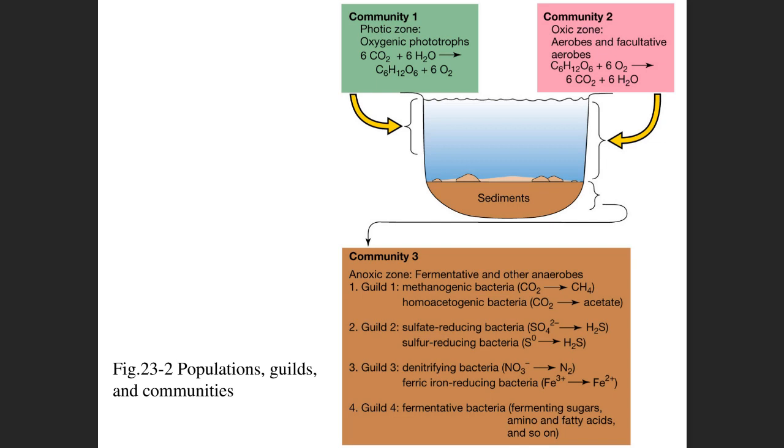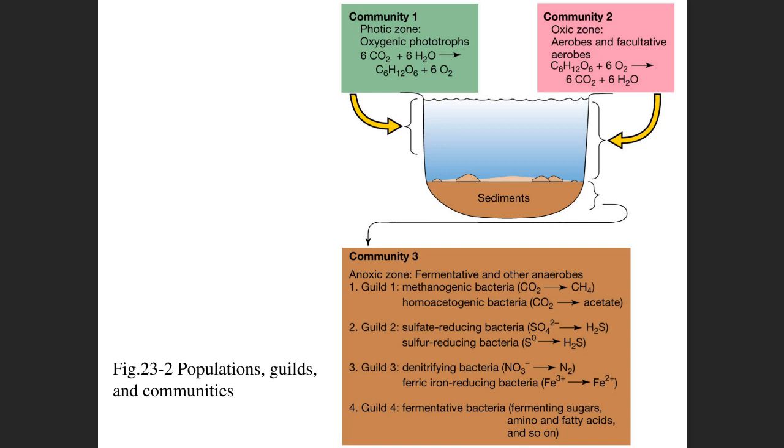A community, so here is an example. A community is a physical area. In the photic zone, oxygenic phototrophs are living here because they're closer to the surface water, and they do photosynthesis. And then you can have anaerobes or facultative organisms, because they may be able to ferment. And then you can have a community in the mud.